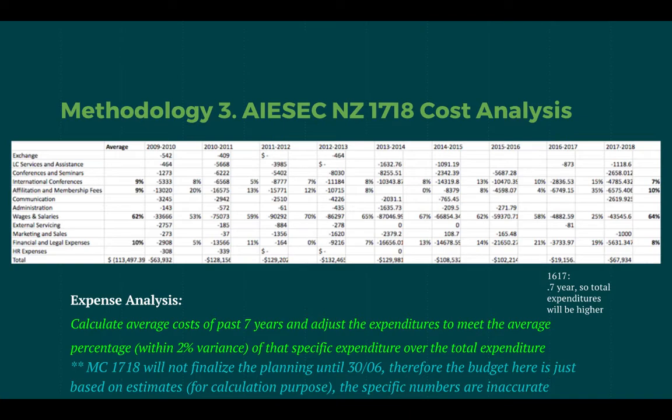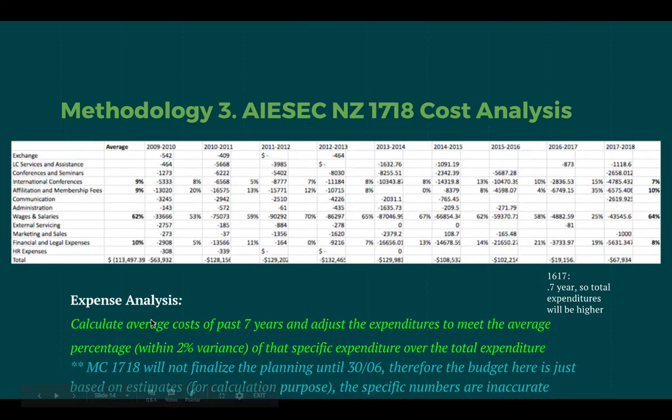So first, as you can see, to go in depth into this model, this is the expense analysis. I calculated the average cost of the past 7 years rather than 8 years because for 2016 to 2017 the audit was not fully finished, so this is not the whole year's expenditure. I calculated based on the past 7 years and adjusted expenditures to meet the average percentage within 2% variance of that specific expenditure over the total.